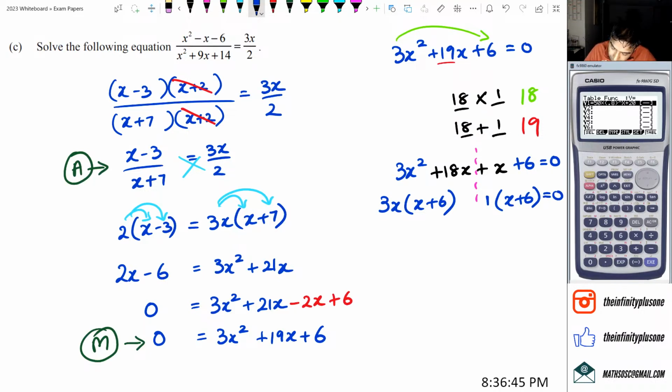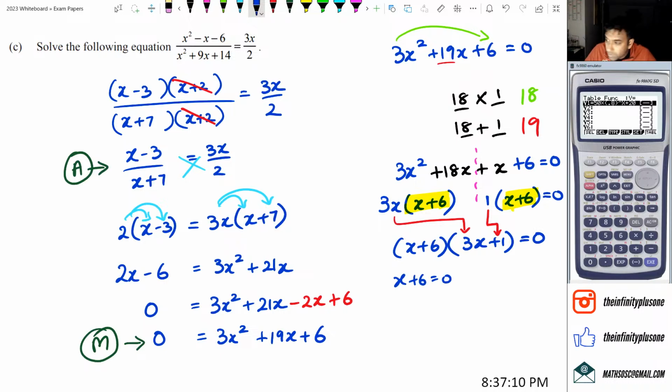And at this point, because I've got x plus 6 as a common factor, I'm going to write down x plus 6 bracket. And in the other bracket, I'm going to get 3x plus 1 equals 0. And remember the 3x is from here, and the positive 1 is from there. Now I need to solve this, guys. So I need to put x plus 6 equal to 0, or 3x plus 1 equals 0.